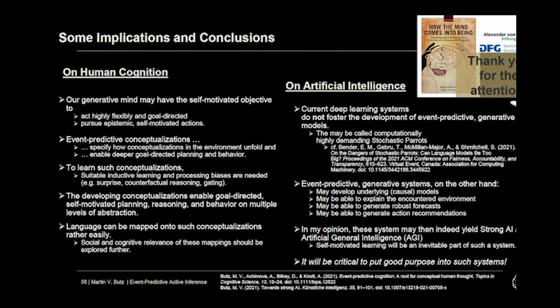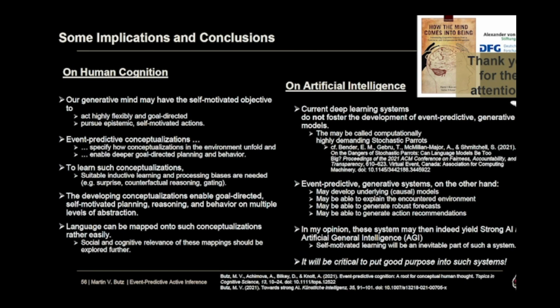And this event-predictive bias seems to help us develop conceptualizations of the environment and thus enables us to plan in a deeper, goal-directed manner. To learn such conceptualizations, we definitely need suitable inductive learning biases in our models, such as surprise signals, which are really important, so temporary unexpected events, and also gatings, as you've seen briefly in the gate-layered architecture at the end. And these developing conceptualizations then truly enable goal-directed, self-motivated planning, reasoning, and behavior on multiple levels of abstraction. In the interest of time, I can just give you a hint that language can be mapped onto such conceptualizations rather easily, even enabling relevant social interactions in the same manner.